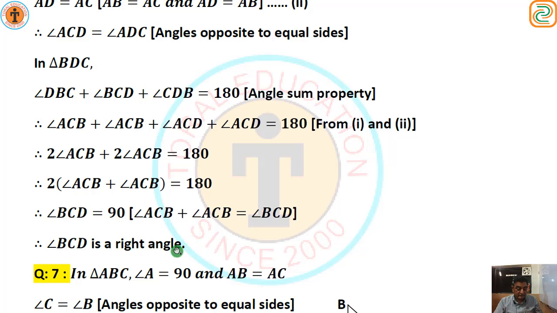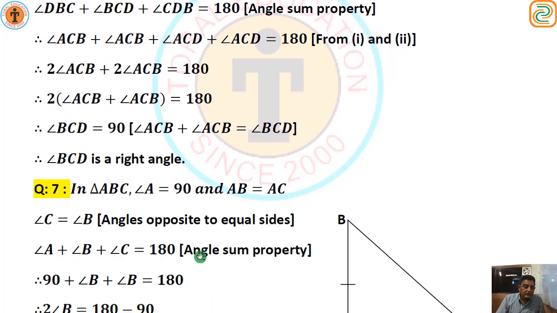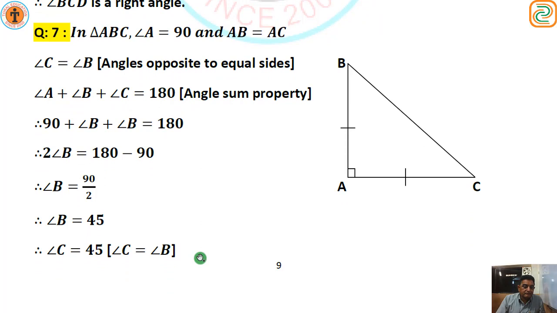Now question number 7. In question number 7, ABC is a right angle triangle in which A is the right angle. AB equals AC given. Find B and C. Oh, it's very easy. Look, A is the right angle and AB equals AC. So B equals C. Is it? Angles opposite to equal sides.